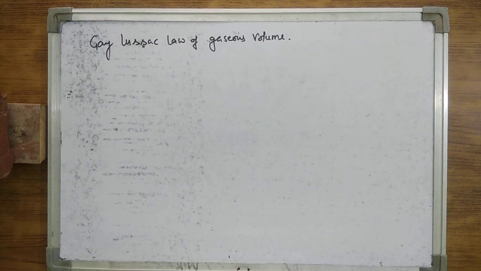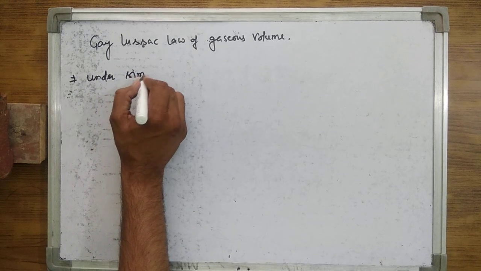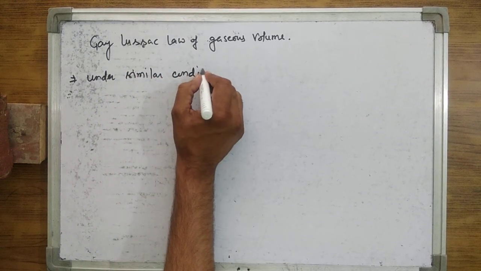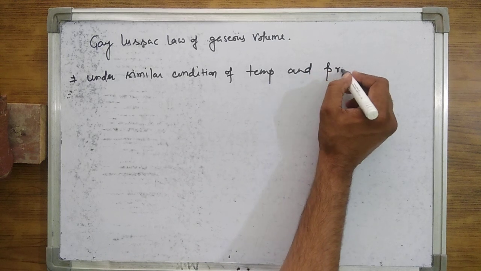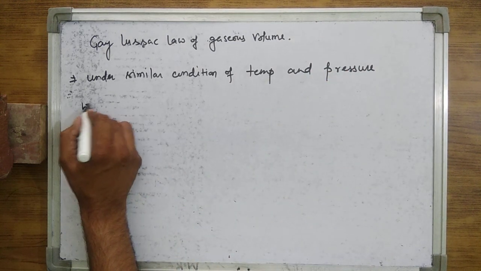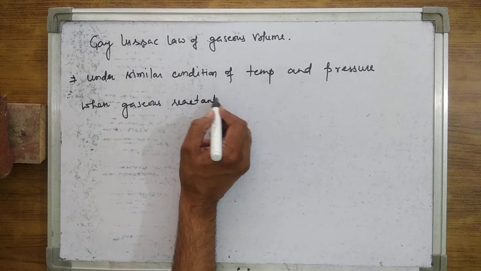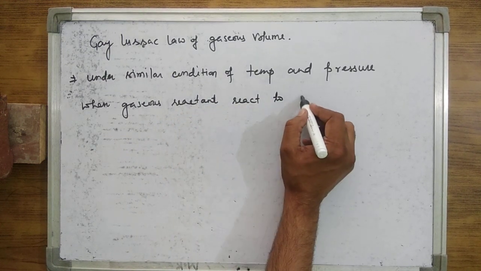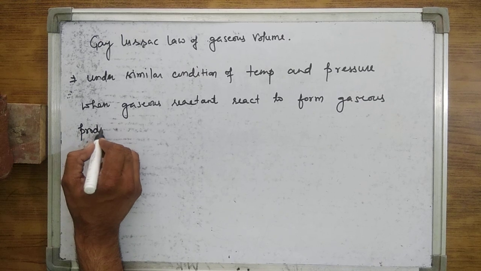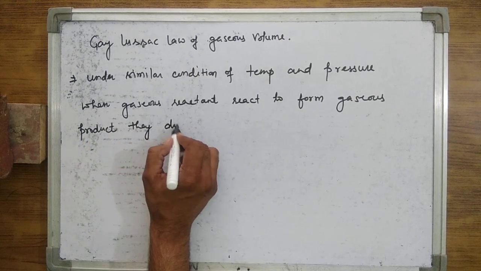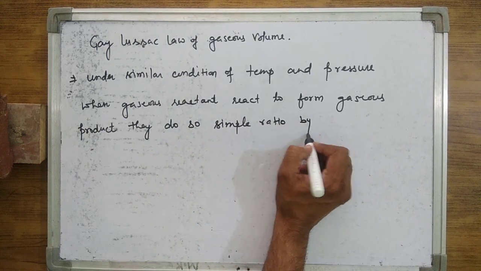This law states that under similar conditions of temperature and pressure, when gaseous reactants react to form gaseous products, they do so in a simple ratio by volume.